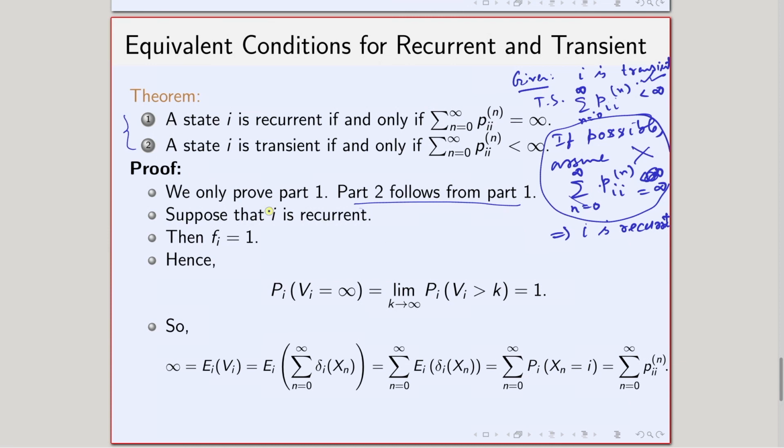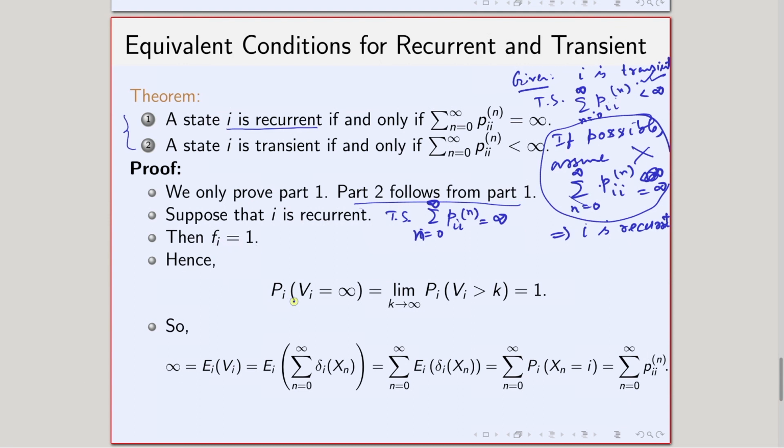Okay? So, let us look into the proof of the first one. We start with the assumption that I is recurrent, and we want to show that the sum over n equals 0 to infinity of P_ii^n is infinite. Let us recall the definition of a recurrent state, which is nothing but f_i equals 1.